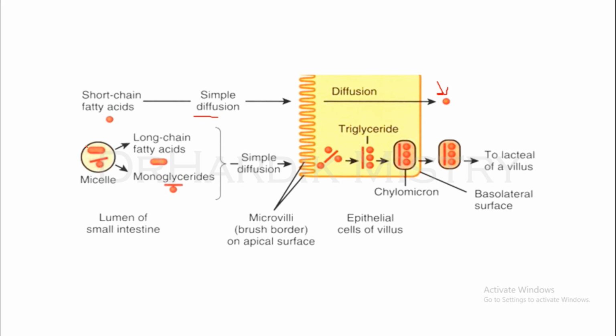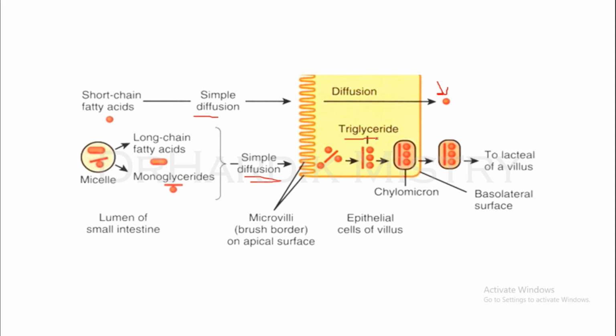So these are the short chain fatty acids. Now this is the micelle. As I already told you, in the structure of the micelle there are different molecules of fatty acids as well as monoglycerides, but they are not already joined to form triglycerides. This micelle enters into the luminal cell via simple diffusion, and once it enters the cell, it releases the long chain fatty acids and monoglycerides, where these monoglycerides and fatty acids combine to form triglycerides.